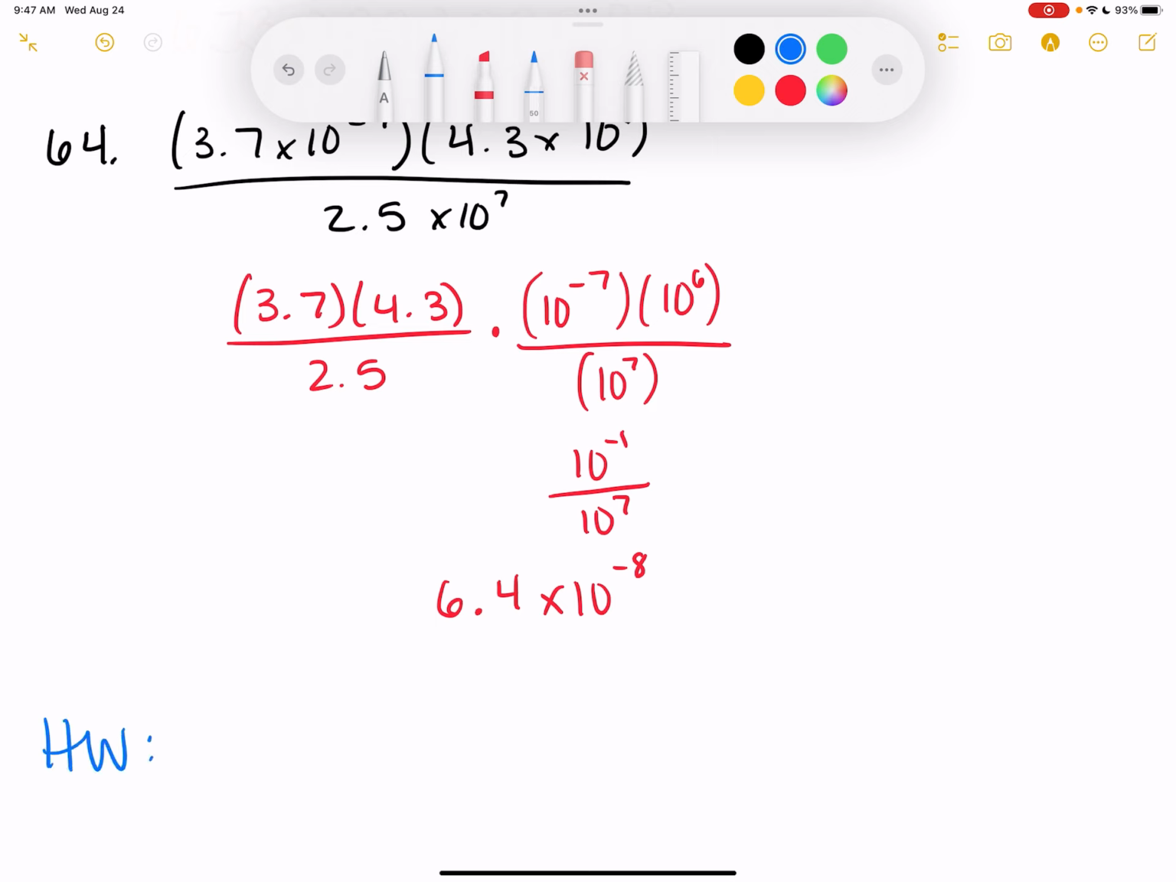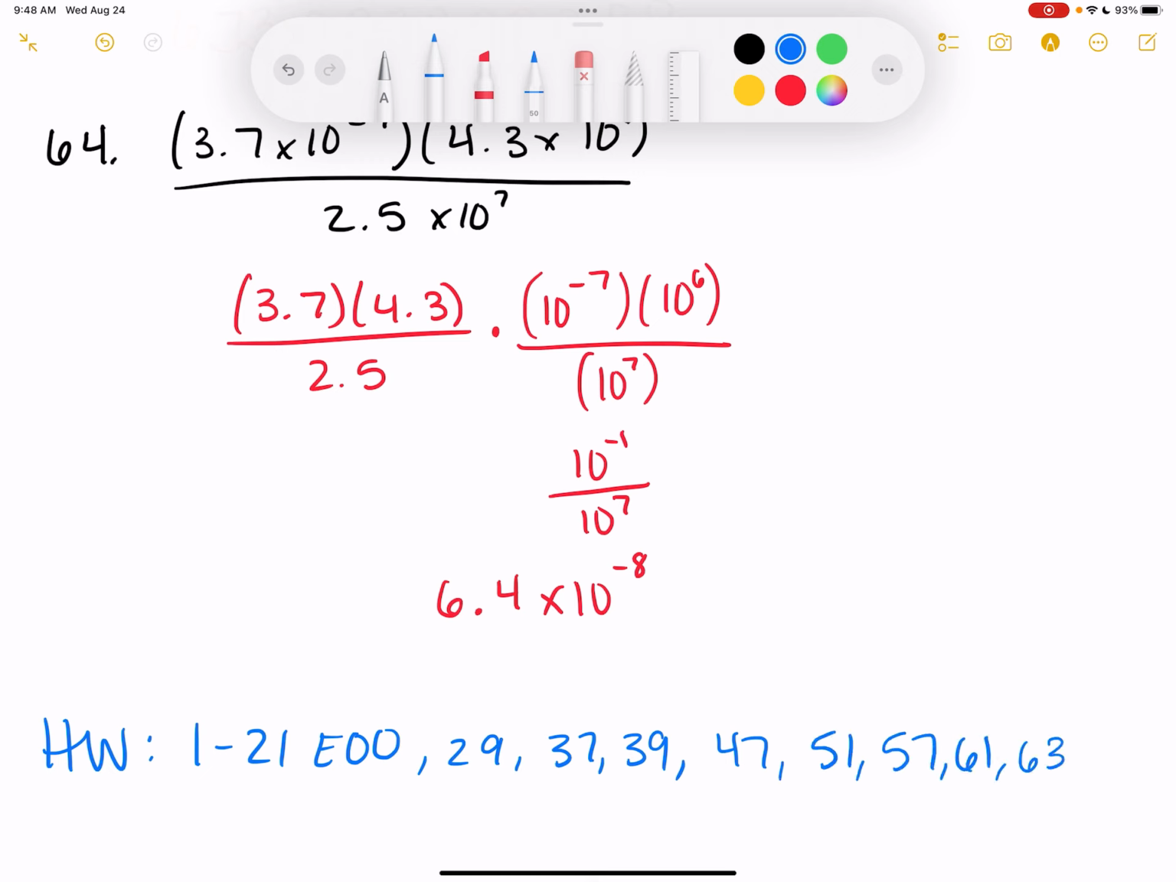All right. Problems 1 through 21, every other odd. So 1, skip 3, 5, skip 7, 9. If 21's not included, ignore it. It might not be, I don't know. 29, 37, 39, 47, 51, 57, 61, 63.